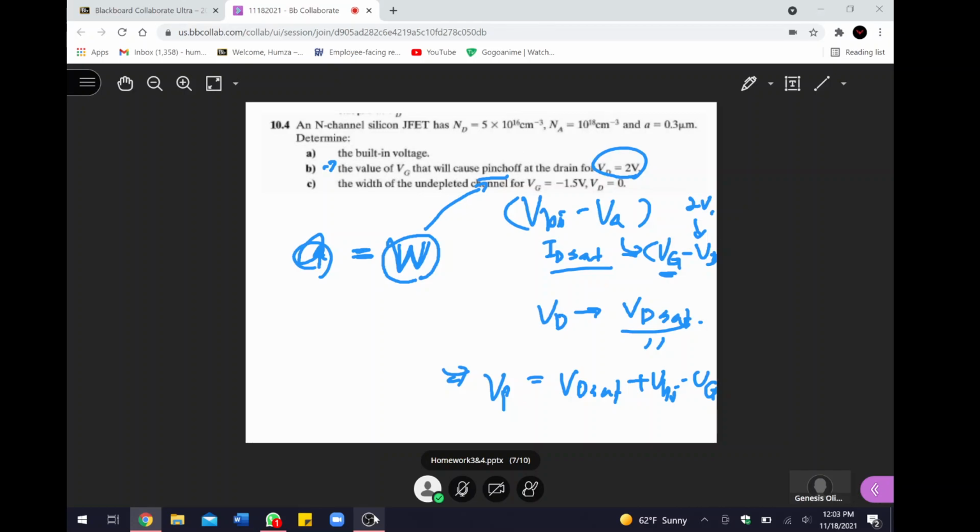Professor, I still don't understand. So we are comparing W with what? W with the channel width. With 0.3 micrometers? Channel width is going to be the same. What is the A in here? Let's see. The A is 0.3 micrometer. Okay, so we are comparing W with that, right?